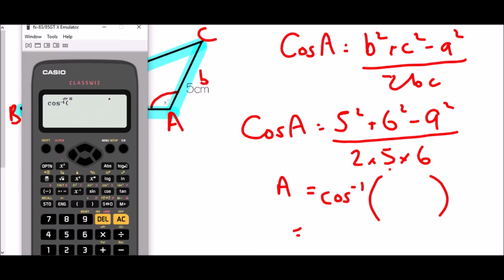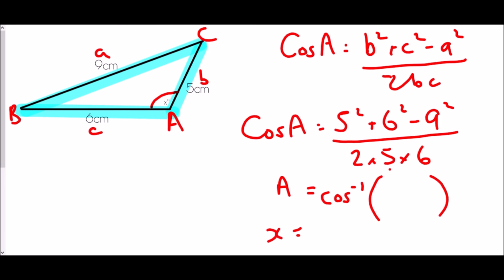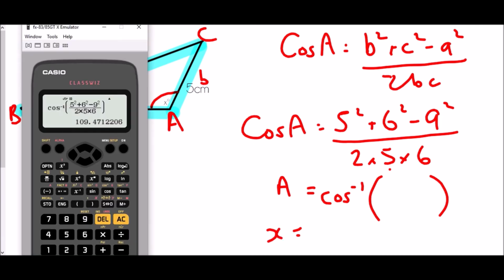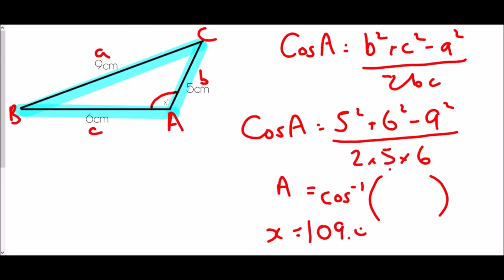Shift cos fraction 5 squared plus 6 squared, take away 9 squared, all over 2 times 5 times 6, close your bracket, and we get an answer for x of 109.47. Now in this case it has automatically come out as an obtuse angle. It's greater than 90 degrees, and therefore that's just a sign that with the cosine rule you don't need to worry about finding obtuse angles, they will be correct.